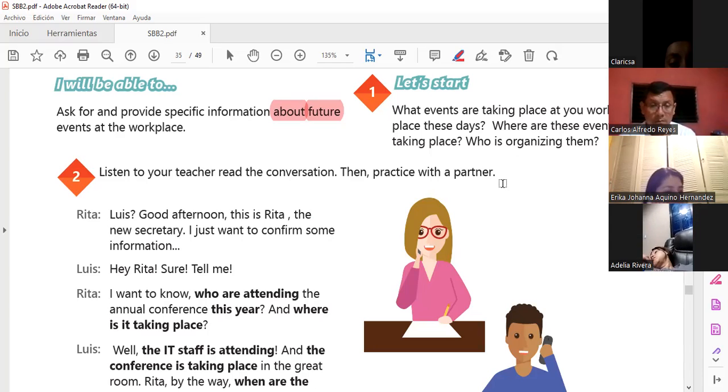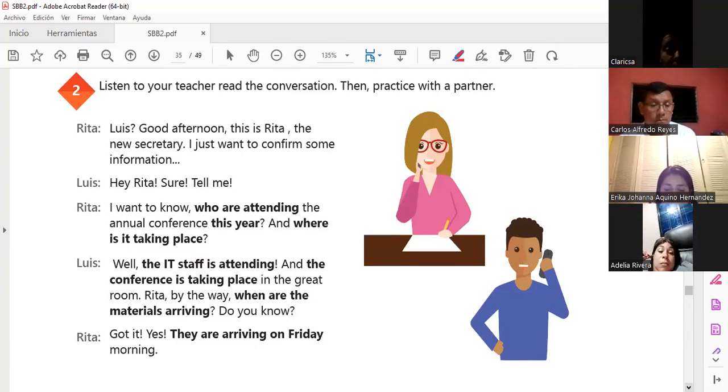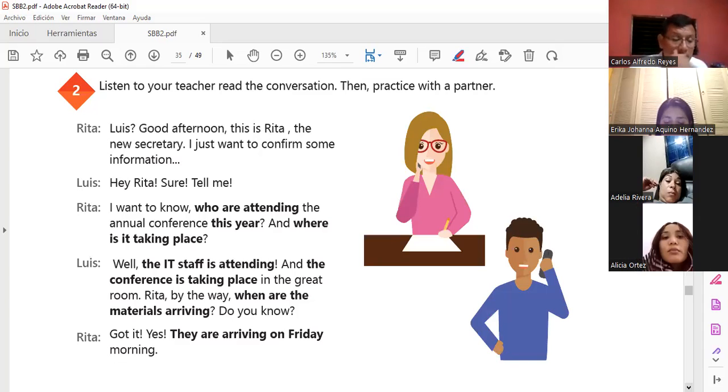Where are these events taking place? ¿Dónde se van a llevar a cabo? And who is organizing? Entonces, tenemos tres WH questions. What, where, and who. So, what is ¿qué es lo que va a haber? Where, the place, and who, ¿quién lo está organizando? Esas son tres cosas que tenemos que tener siempre en mente. All right. La conversación, you're going to listen to me reading the conversation, then you guys will practice with your partner. It says Rita and Luis.